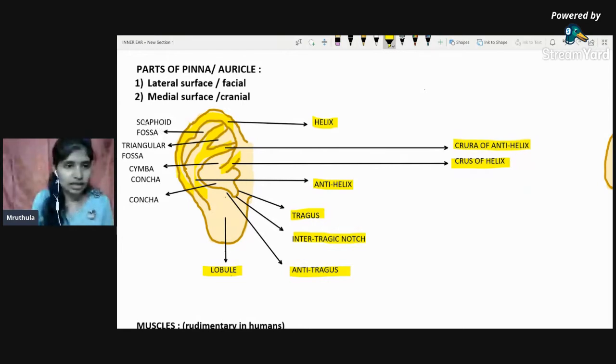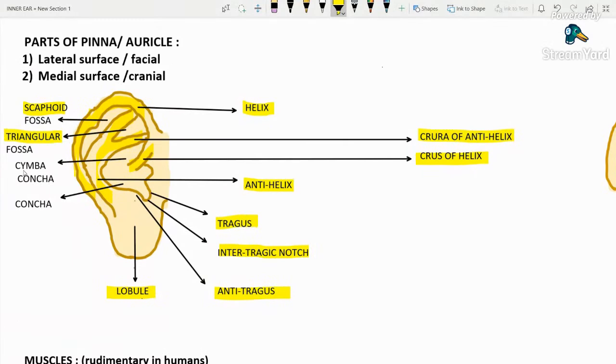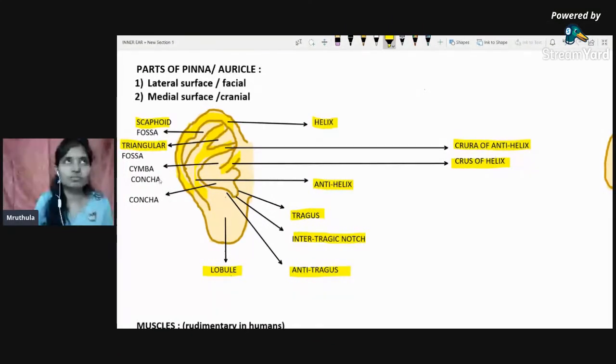First we are seeing the scaphoid fossa on the topmost part. It is between the helix and the antihelix. Scaphoid means boat-shaped. Then in between the crura of the antihelix, we have the triangular fossa. And the other two cavities or depressions are cymba concha and concha. What separates cymba concha and concha? It is the crus of helix. You can see that crus of helix is separating the cymba concha, which is on the superior aspect, and the concha, which is on the inferior aspect.